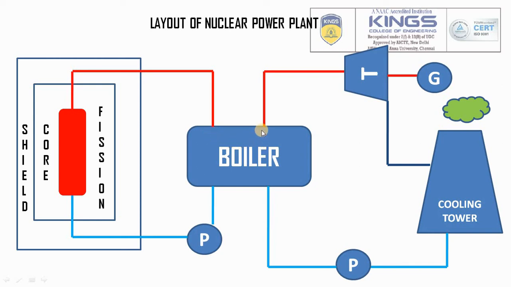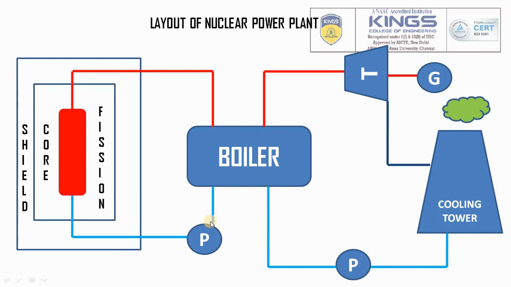The steam is then supplied to the turbine, where the heat energy, the steam energy, is converted into mechanical energy by means of the rotating turbine, and the mechanical energy is converted into electrical energy with the effective utilization of the generator. After that, the steam is again converted into water by means of the cooling tower and the pump. This process continues until the chain reaction stops.